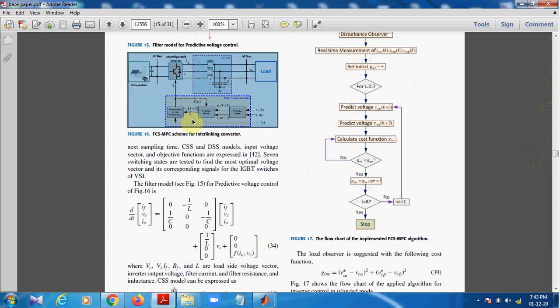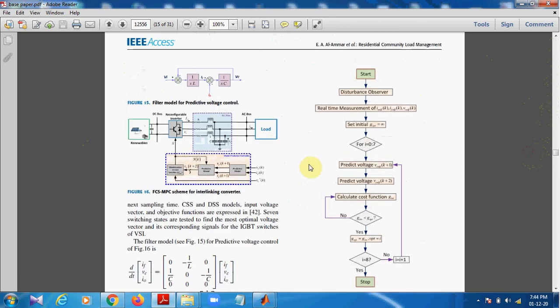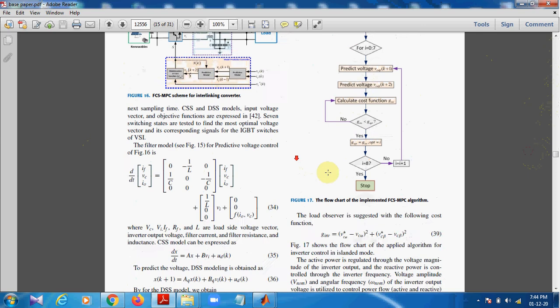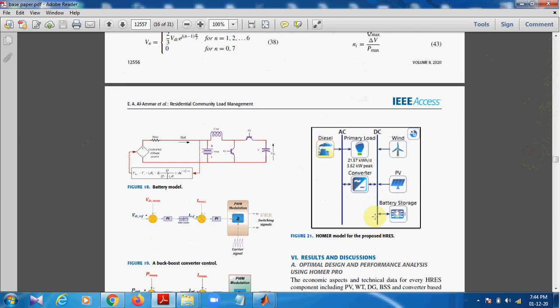So here is the MPC controller which manages all the communication between the DC bus and AC bus in terms of power, current, and voltage and all. So this is the basic structure we have created. In that we are going to monitor disturbance and voltage, predictive voltage, and its cost function to maintain the MPC configuration. So here we can see our HRES structure, that is the proposed HRES structure.